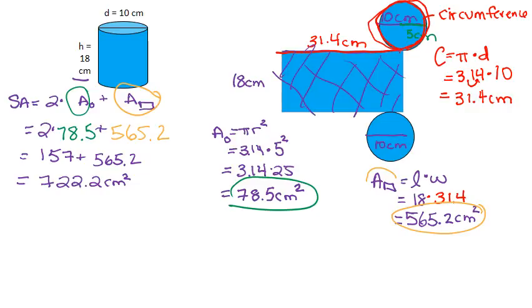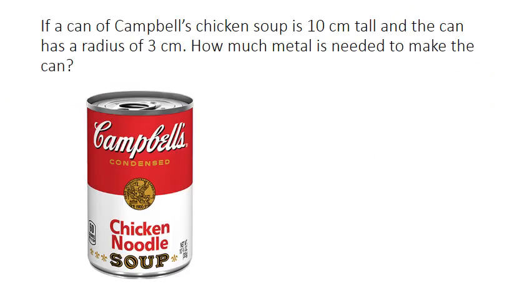Let's do another example. If a can of Campbell's chicken soup is 10 centimeters tall and the can has a radius of 3 centimeters, how much metal is needed to make the can? All right, I'm going to start by circling some important information here. The question I'm trying to figure out is how much metal is needed to make the can. So this is really asking us for the surface area of this can.